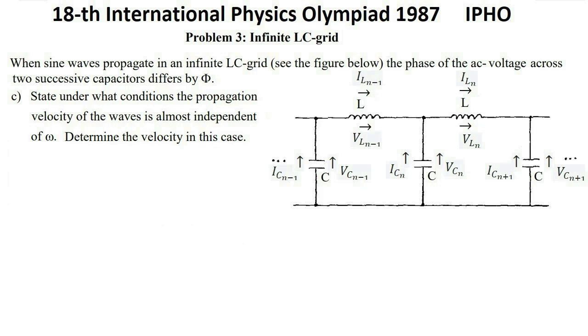Question C. State under what conditions the propagation velocity of the waves is almost independent of omega. Determine the velocity in this case. Solution of question C.